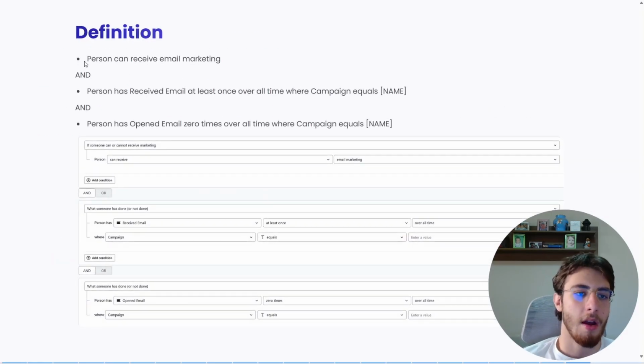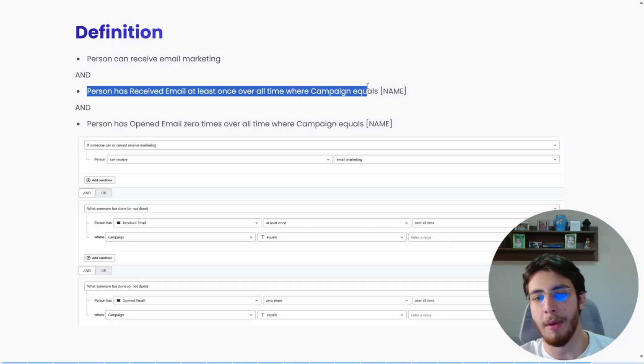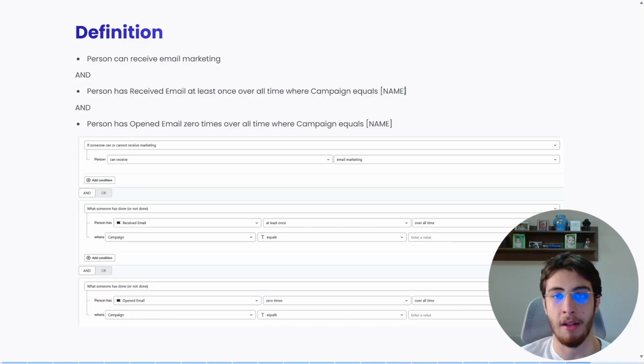So the definition: person can receive email marketing, and person has received email at least once over all time, where campaigns equals name. So you're going to put the name of the campaign that you sent. And person has opened the email 0 times over all time, where campaigns equals name. Okay, so you can see here, you really need to actually pull out the exact campaigns you sent, but it's going to be simple. You can actually search it here, so you're going to find it very, very easily. So I hope that makes sense, right? It's super simple, and it's a very effective strategy that people don't really use, but as I said, it's going to really maximize the chances people open your important emails, because they might have been simply busy.